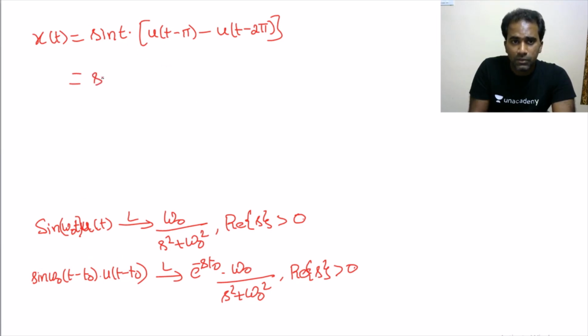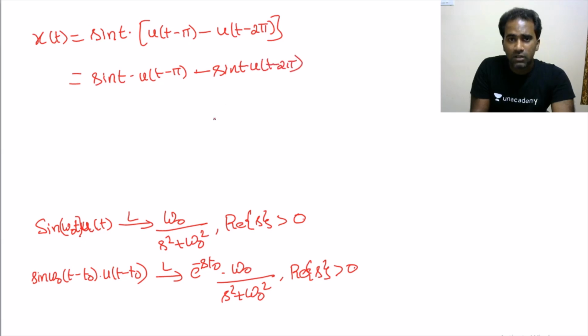Right. So what we will do is, let us take sine t into u of t minus pi minus sine t into u of t minus 2 pi. So it is not in the standard format that we can write the formula easily. So let us convert it into a format that will be more comfortable for us to find the Laplace transform. So what I'll do is, I'll write sin t, but what we are expecting is sin of t minus pi. What is sin of t minus pi? Sin of t minus pi is minus sin t.